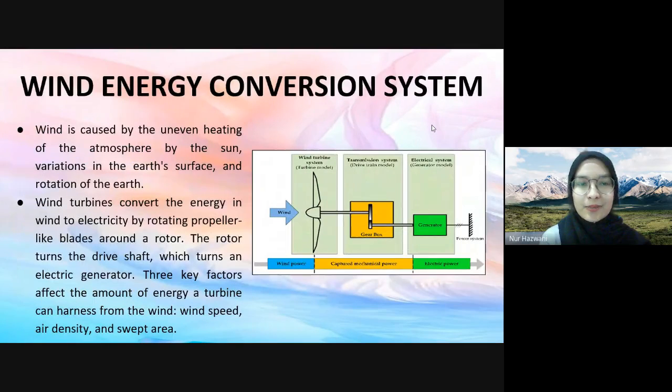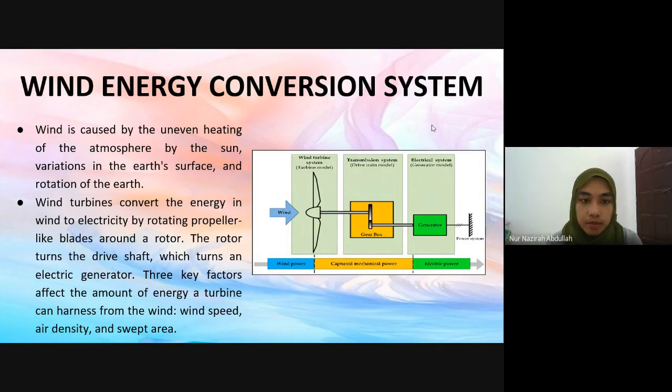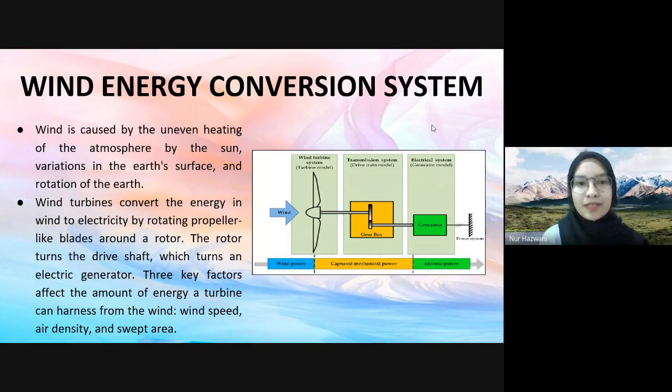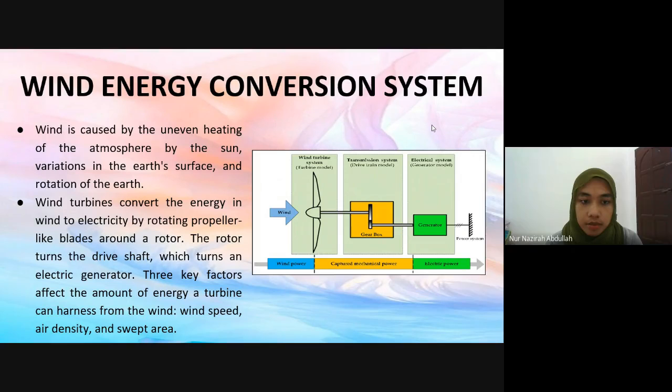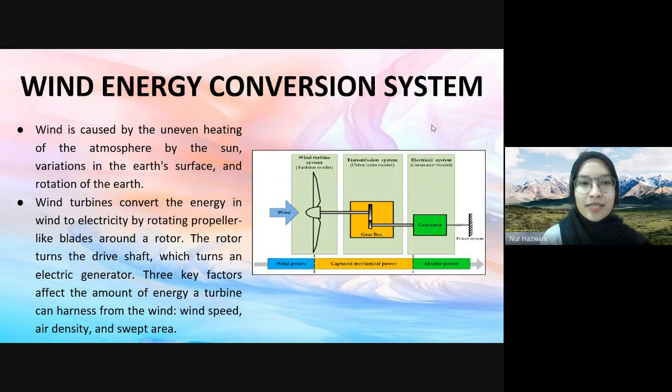Okay, the next one is wind energy conversion system. Wind is caused by the uneven heating of the atmosphere by the sun, variations in the earth surface and rotation of the earth. The next point is wind turbines convert the energy in wind to electricity by rotating propeller-like blades around a rotor. The rotor turns the drive shaft, which turns an electrical generator.